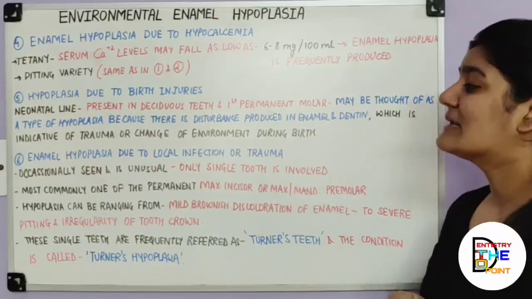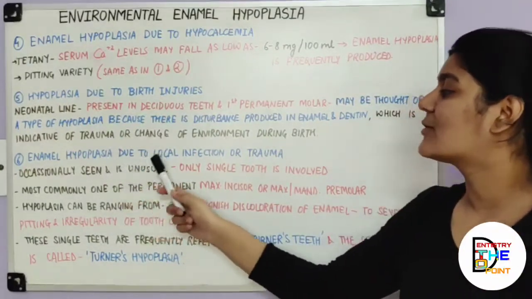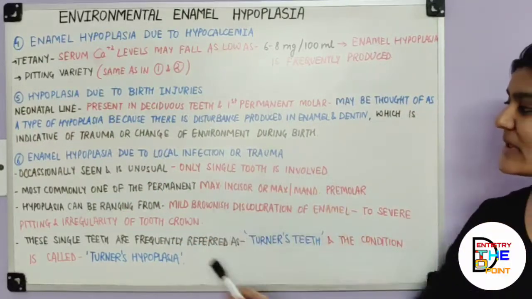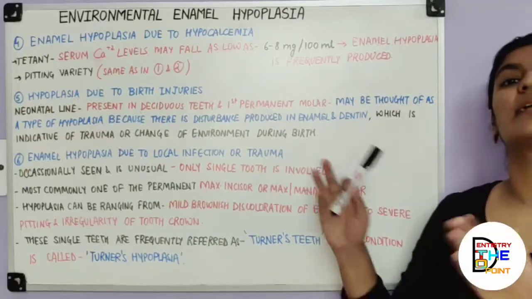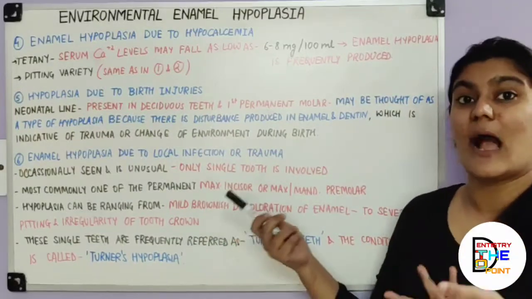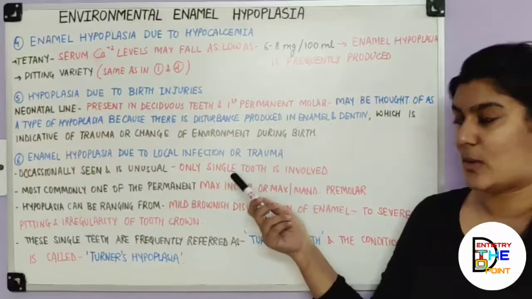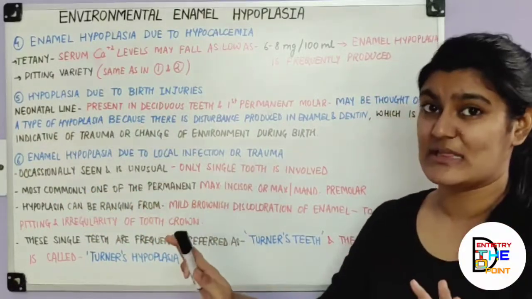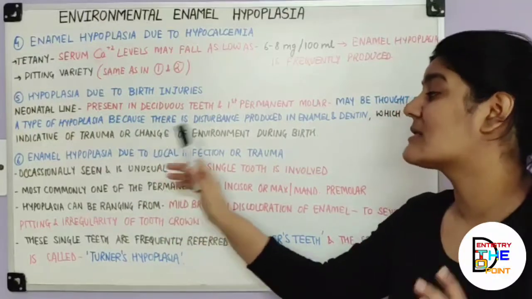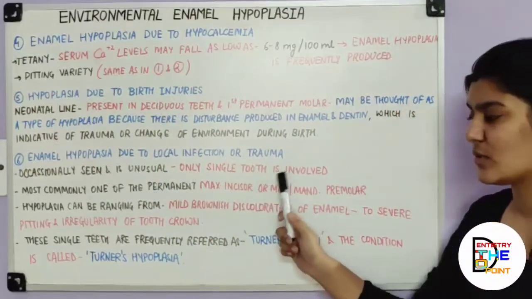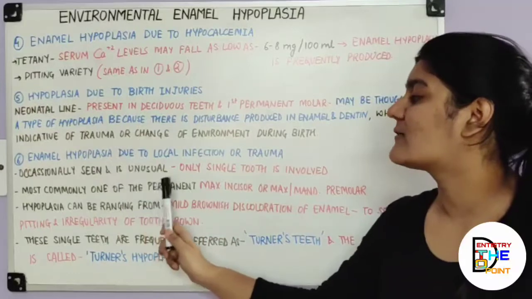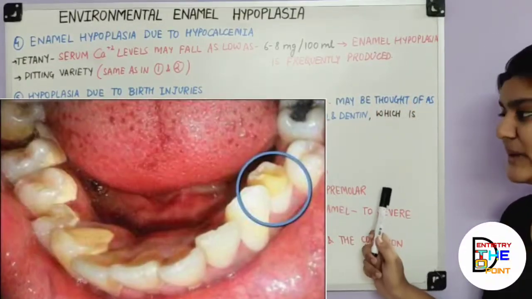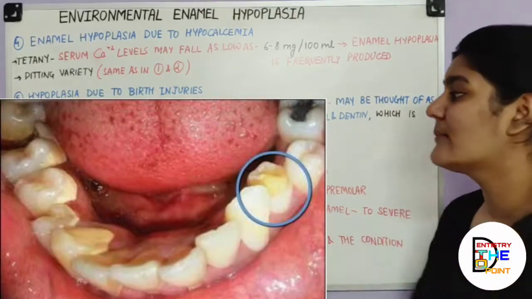So that's why this can be a neonatal line, a hypoplasia seen due to birth injuries. Next is enamel hypoplasia due to a local infection or trauma. Firstly we'll see the clinical manifestation, and then I'll tell you how this can happen, like how there is a local injury or trauma. It is occasionally seen, and it is an unusual type because it only involves a single tooth. The most commonly involved teeth are the permanent maxillary incisors or mandibular premolars. It will be one of these teeth.